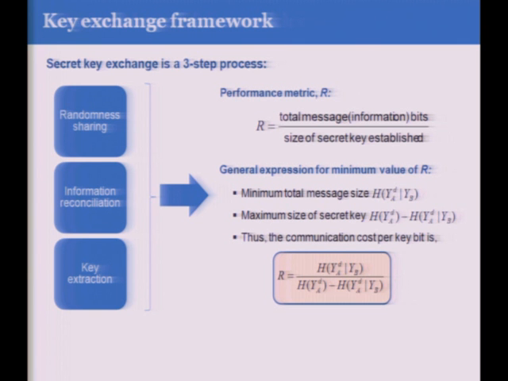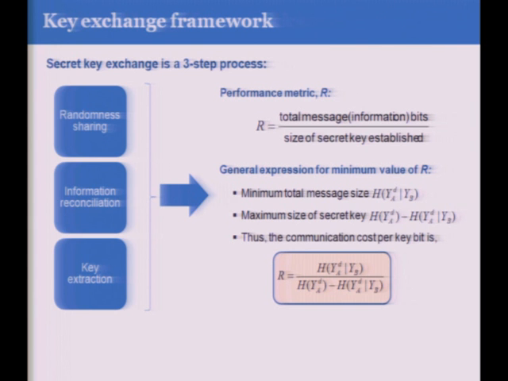And then key extraction is again a relatively less costly step, because you might just have to exchange maybe the index of the hash function. So the minimum size of the message is this conditional entropy term. The maximum key size, as we saw, is given by this mutual information term. Combining them, this is the general expression for the efficiency of this whole process, which is basically the amount of message bits per bit of key.